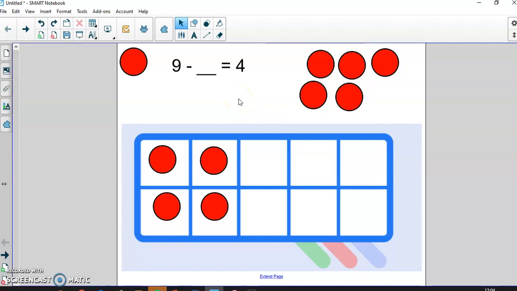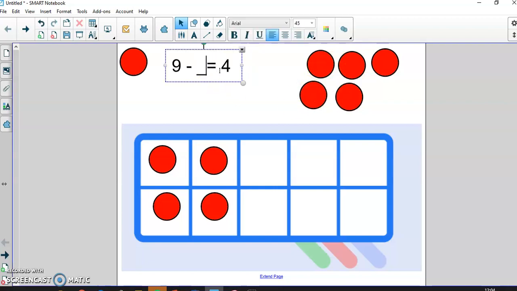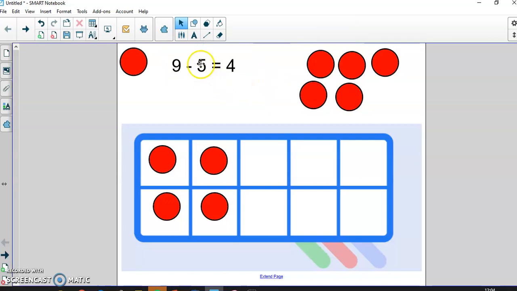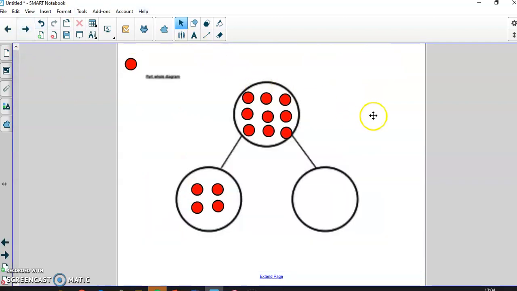So let's see how many we had to take away to get left with 4. 3 and a 2. I know that is 5. So that's one way you could do this, knowing practically taking away the counters until you're left with the right amount. This is how many we took away. This is how many were left. Let's look at that in a part-whole model.